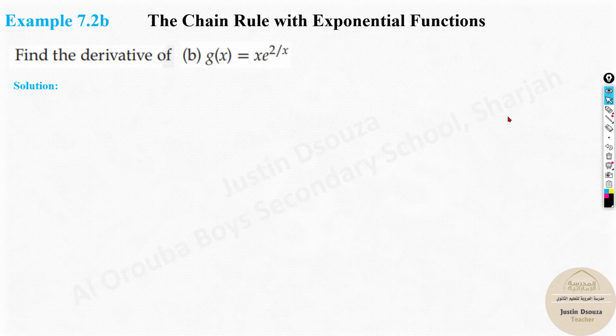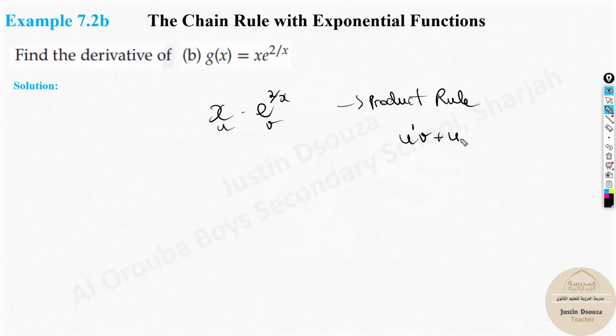But is it only that? If you look closely, you will understand there's this function x as well. There are two functions. So what do? X e to the power 2 by x. These are multiplied together. This is a product rule problem. It's a product rule problem. So what you need to do is, remember the product rule. U, v, if those are u and v function, it is u dash v plus u v dash.